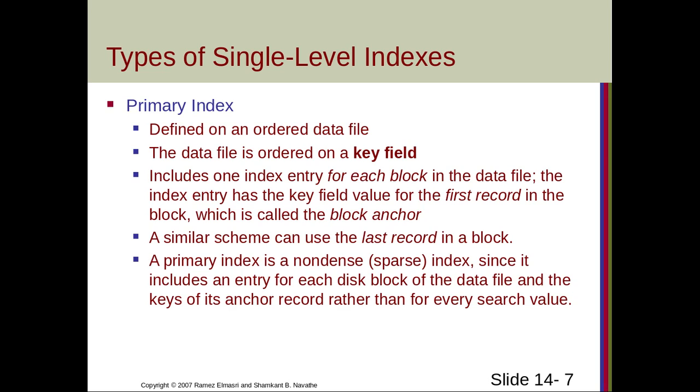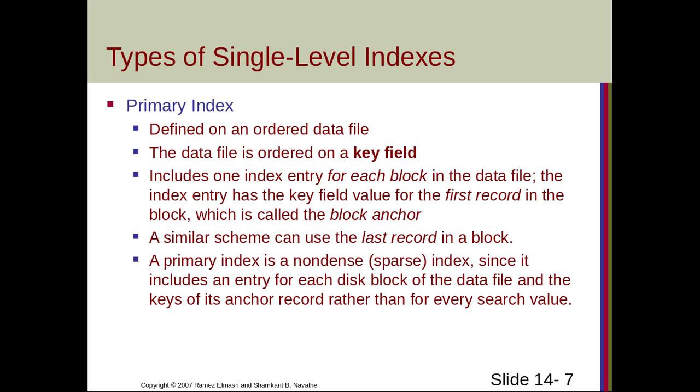It includes one index entry for each block in the data file. The index entry has the key field value for the first record in the block, which is called the block anchor. A similar scheme can use the last record in the block. A primary index is non-dense, or a sparse index, since it includes an entry for each disk block of the data file and the key of its anchor record, rather than for every search value.